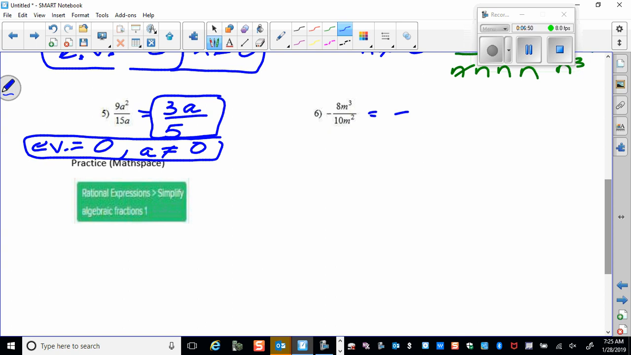So I've got a negative there. 8 divided by 2 is 4. 10 divided by 2 is 5. So that would be 4 over 5. And then these two are going to cross out with 2 of those. So that comes to m to the first on the top. Or notice that 3 minus 2 is 1. So I have that 1 on top. But if I have m to the first power, I'm just going to leave it as m. And that is my simplified, right? That's simplified.